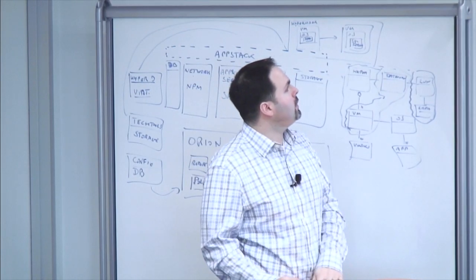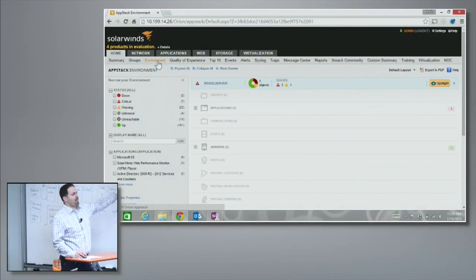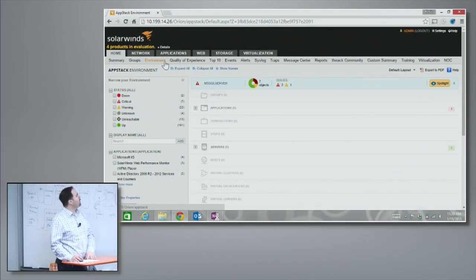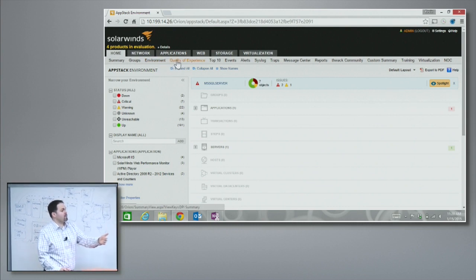So the home tab really encompasses the Orion core, if you will. That's that bottom layer. What's common between all of these products is that this environment is the actual AppStack environment that we're looking at right now. As you were talking about the quality of experience, that is also part of that core. And that's another way we can go through troubleshooting applications, like Nikki was talking about earlier.